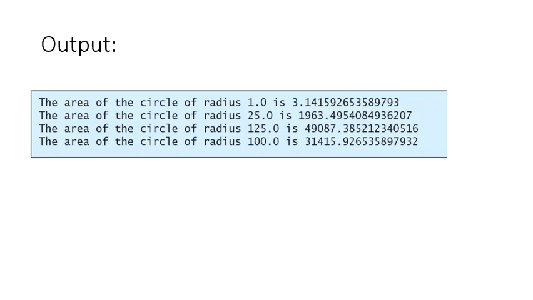The first one returns, for radius 1, the area of the circle as 3.141 and so on. Second, the radius is 25, and the area of the circle is 1963.49 and so on. Third, the radius is 125, hence the area of the circle is 49,087.38 and so on. And the last one, the radius is 1000, so the area of the circle is 31,415.926 and so on.